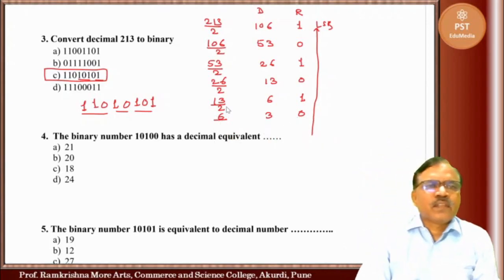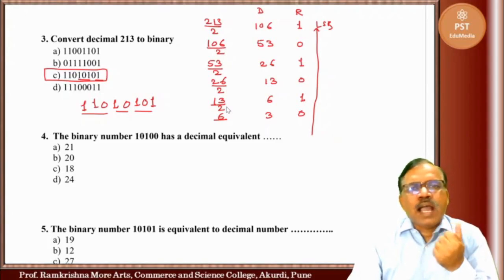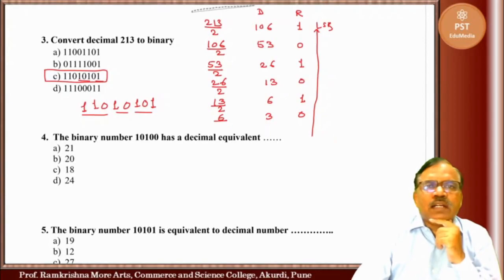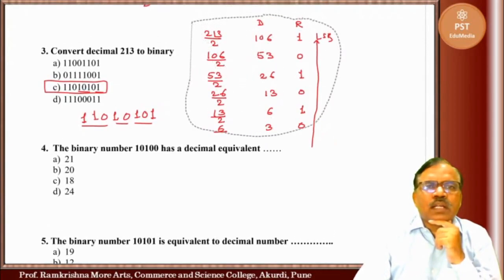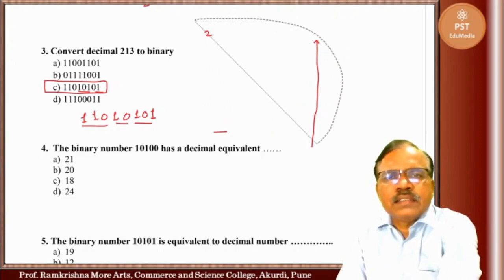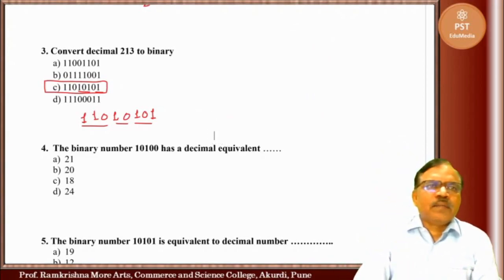What is next? The binary number 10100 has which decimal equivalent? Now when we want to convert a binary number into the corresponding decimal number, we take the digits. So here first we will take this one.